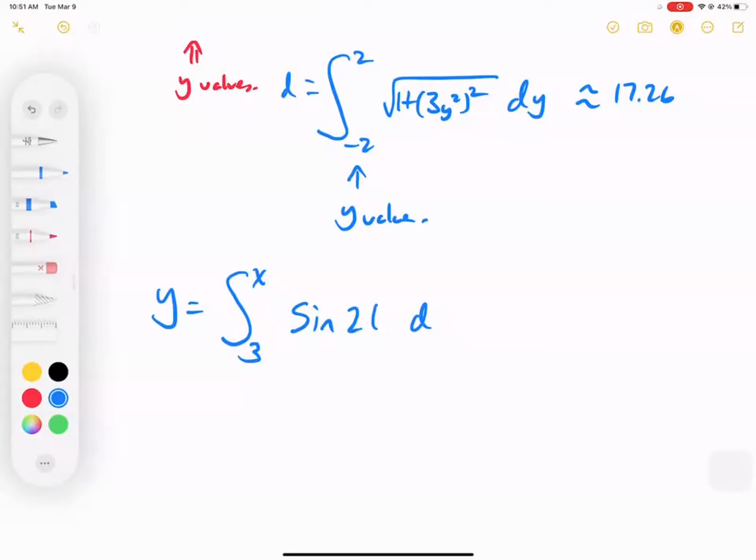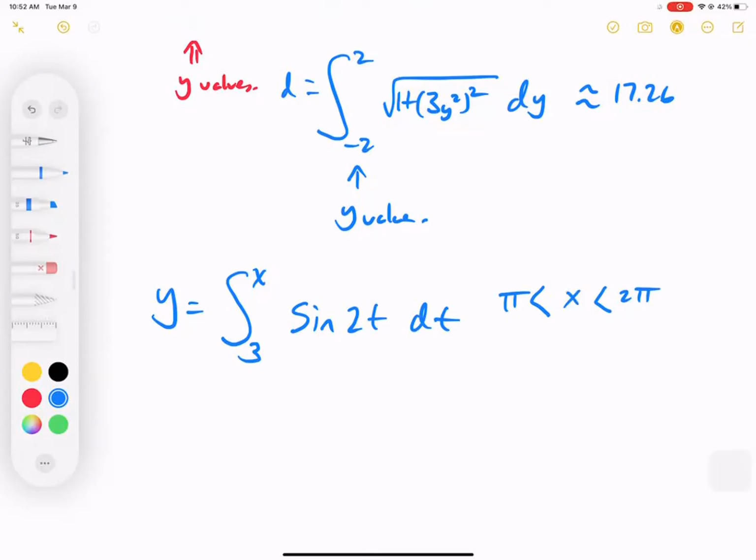Your equation, your curve, is actually an integral problem. And then I'm going to say to find the distance for x between, let's say, pi and 2 pi.